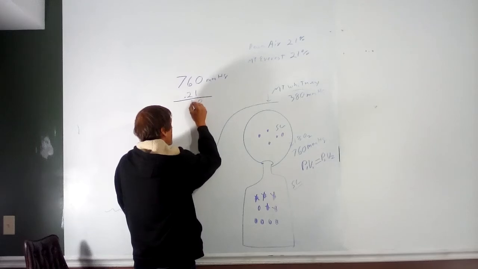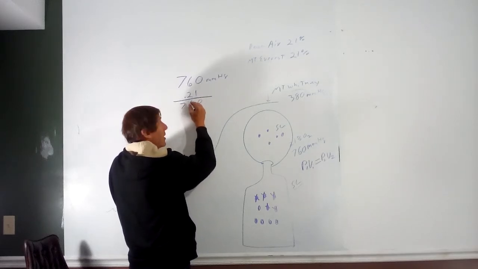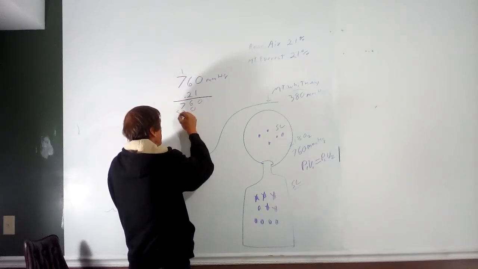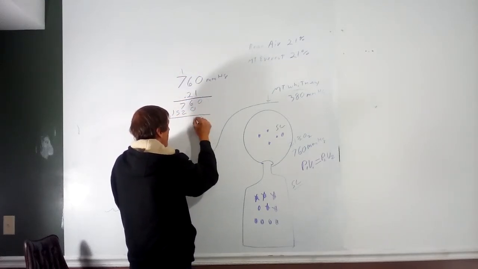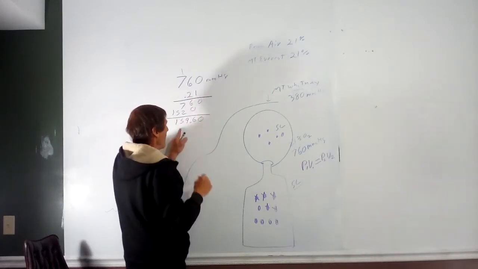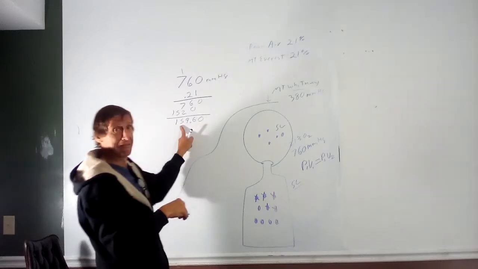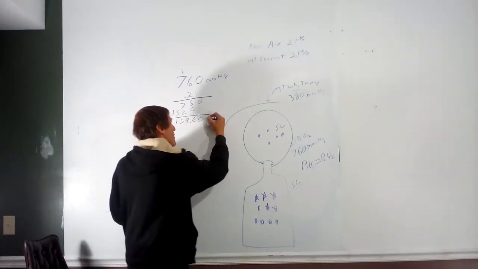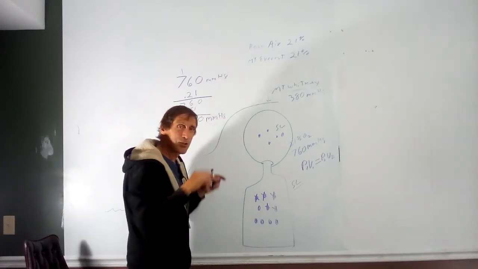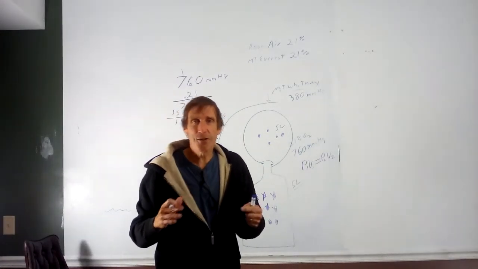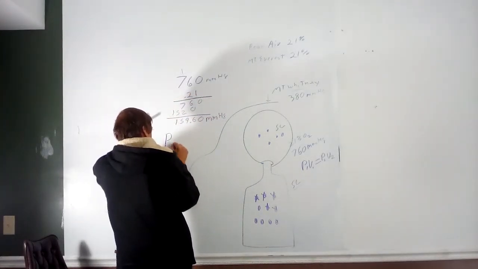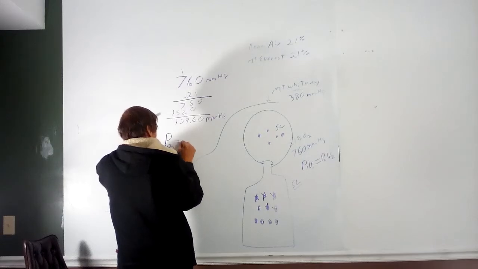0, 6, 7. Hope I can do this right in my head. 0, 12, 14, 15. Add them up. 0, 6, 9, 5, 1. 2 decimal points. All right, the number right here is 159.60. The units are still millimeters of mercury. This is what's referred to as the partial pressure of oxygen. So at sea level, the partial pressure of oxygen, it's usually written as P with a subscript O2.